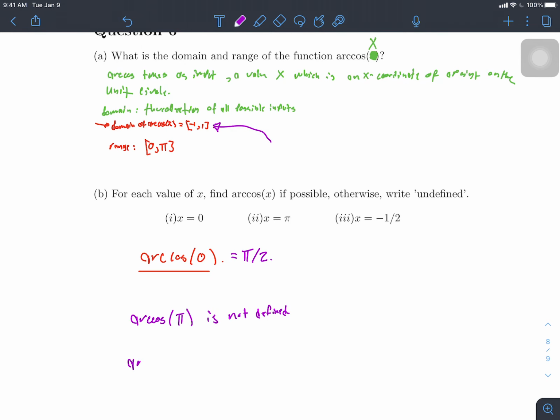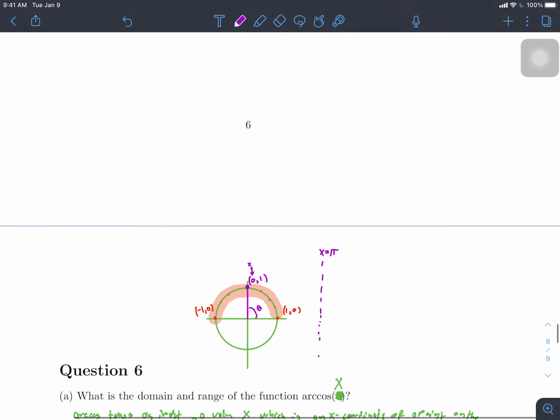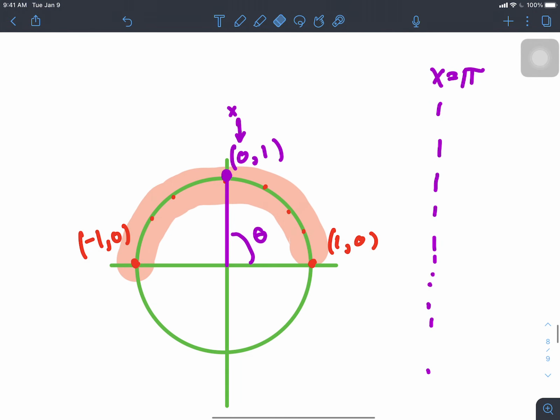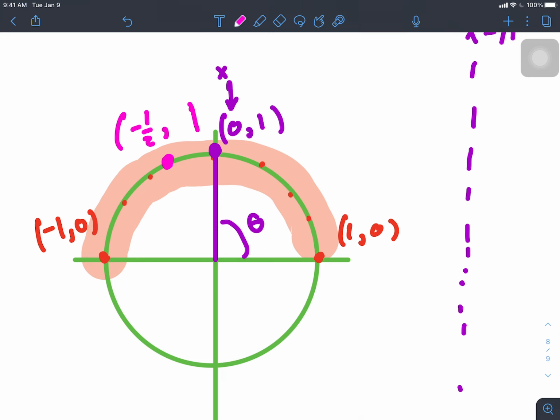Okay, finally we're supposed to do arc cosine of -1/2. So I want to find a point on the unit circle whose x value is -1/2. And I feel like I'm running out of colors. Pink, maybe. So the x value should be -1/2, and then the y value we don't know. But we can find out what the y value should be by drawing in our triangle.